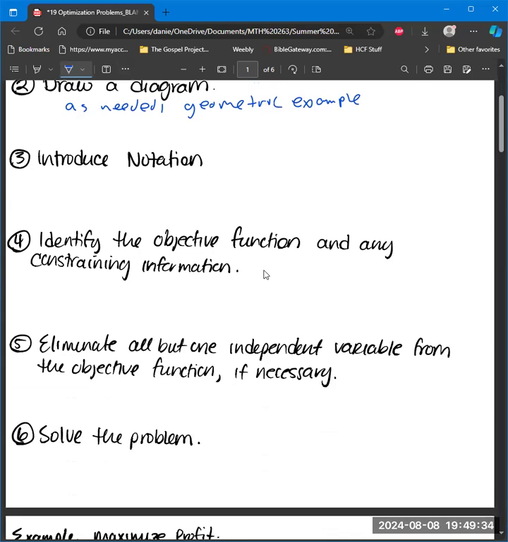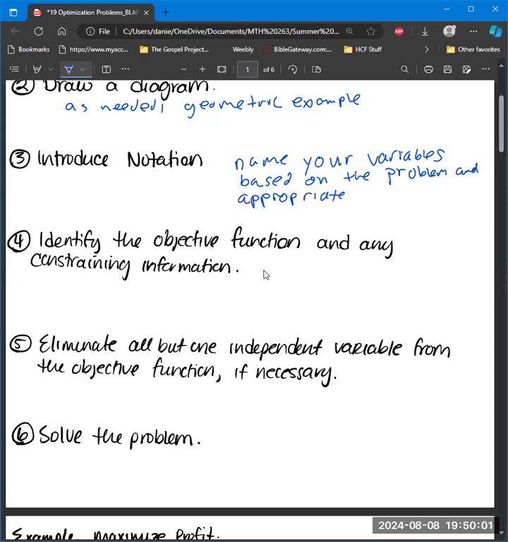Introduce your notation. So name your variables based on the problem and appropriately identify them with what we call let statements, and or by labeling them on your diagram.